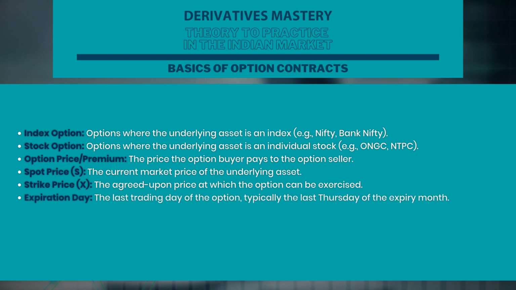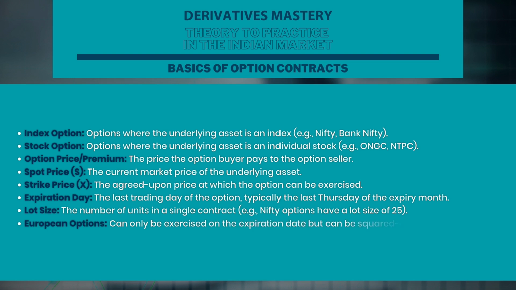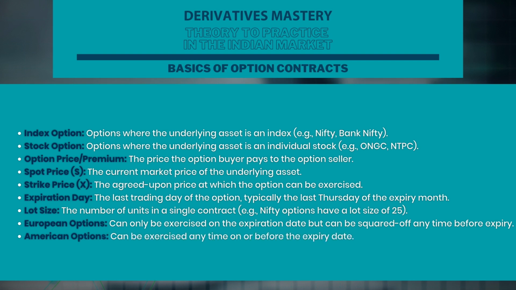The last trading day of the option, typically the last Thursday of the expiry month, is called the settlement date or the expiration date. And the number of units in a single contract is called the lot size. For example, Nifty options have a lot size of 25 units. Now, options can be classified into European and American style options. European style options can be exercised only on the expiration date, but can be squared off anytime before expiry. Whereas American style options can be exercised anytime on or before the expiry date.